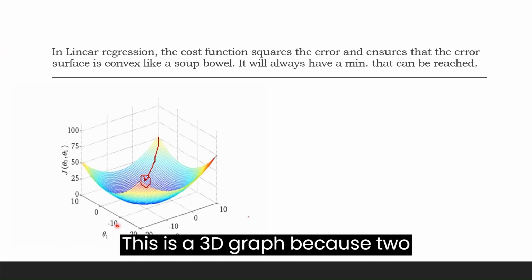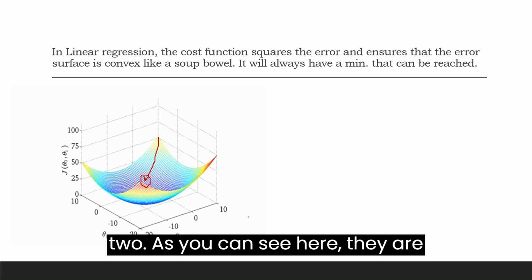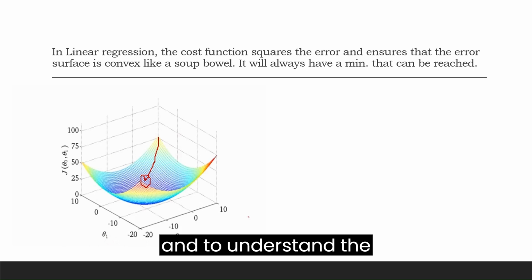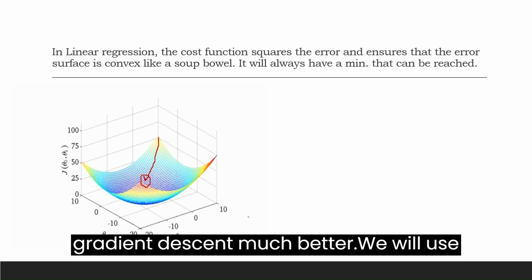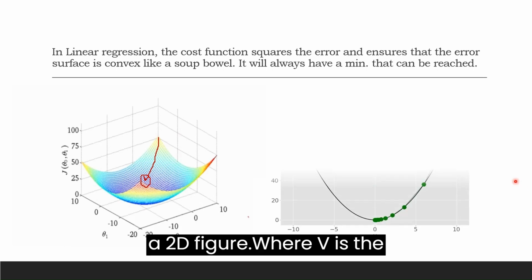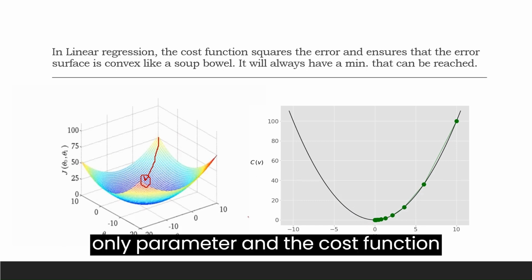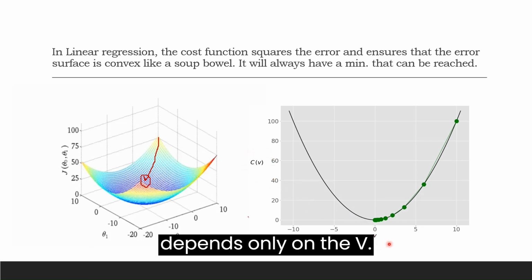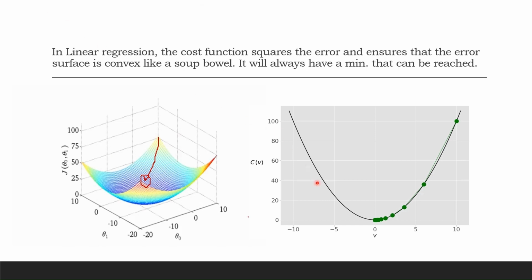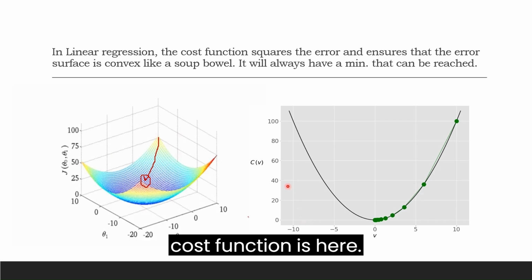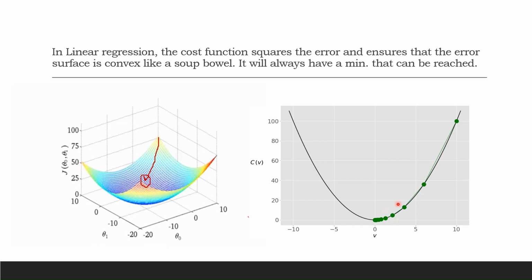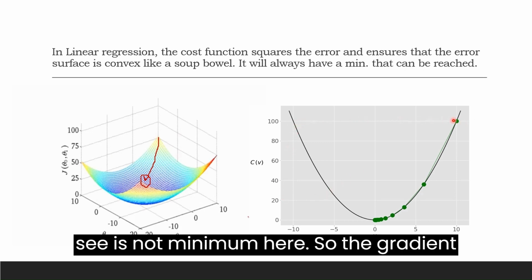This is a 3D graph because two parameters are used, theta 1 and theta 2, as you can see here. They are nothing but our m and c that we used in the linear regression equation. To simplify it and to understand gradient descent much better, we will use a 2D figure where w is the only parameter and the cost function depends only on w. In this 2D graph, we see that the minimum value for the cost function is here. So if we initialize the value of our parameter to be here, the value of the cost function, as we can see, is not minimum here.